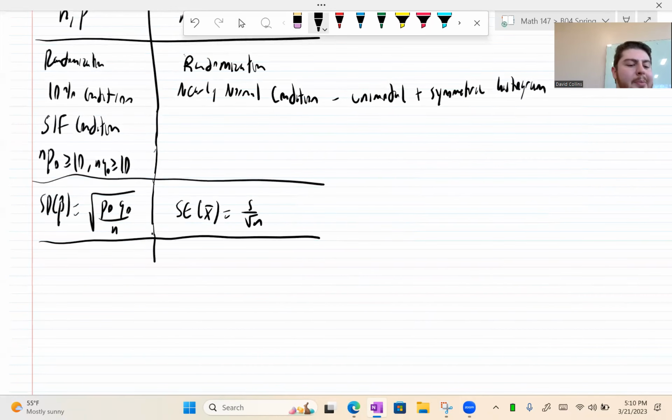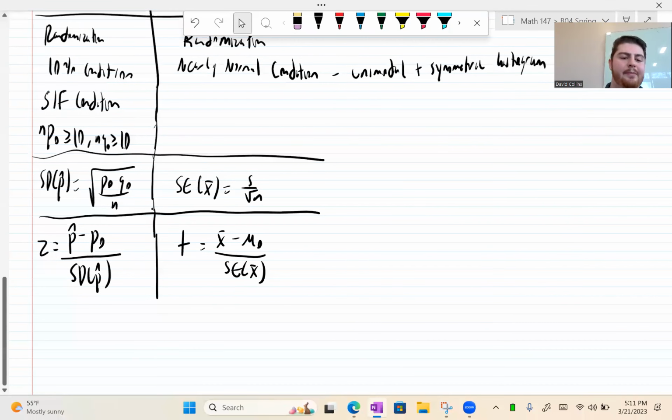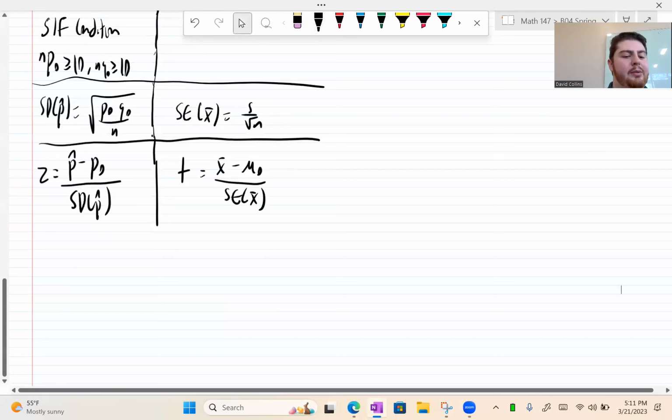Next, now you put it all together. This is the Z-score. Your Z-score is your sample proportion minus your baseline proportion over the standard deviation that you just calculated. The T-score is your sample mean minus your starting mean, your baseline mean, mu naught, over the standard error. From there, you go to the Z table or the T table, you find your P value. And then conclude.